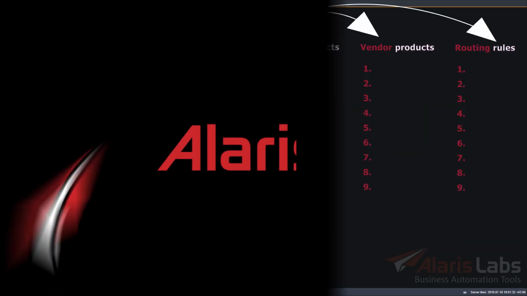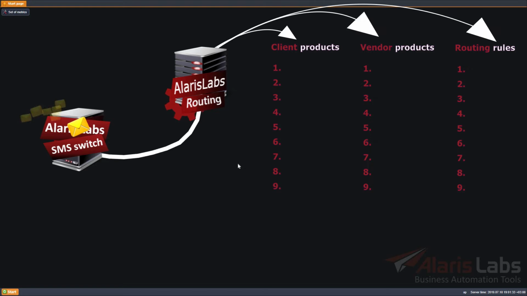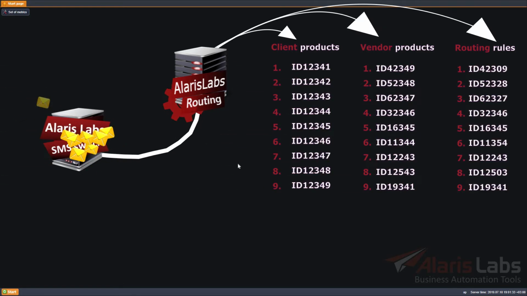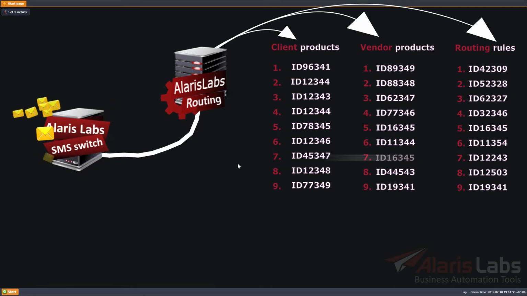BZ31811. Previously, if a large number of client and vendor products were configured in the system, as well as a multitude of routing rules in various contexts, any change made the routing module recreate and sort the list of all products. This could result in overloading the routing module. Now the changes are targeted and will not affect the module as much.